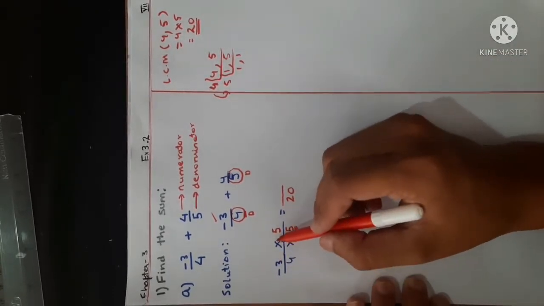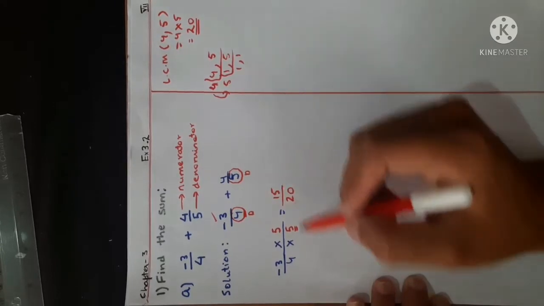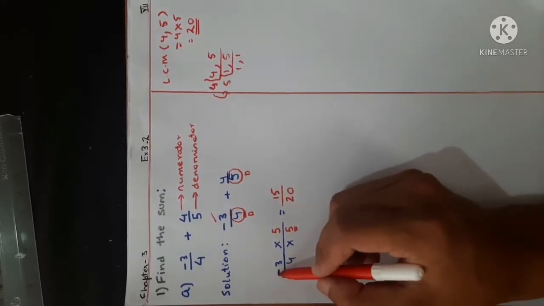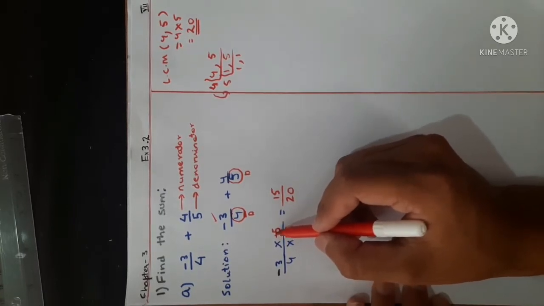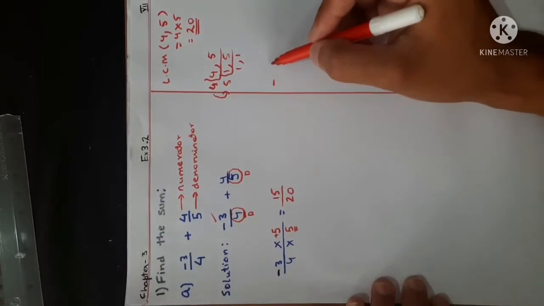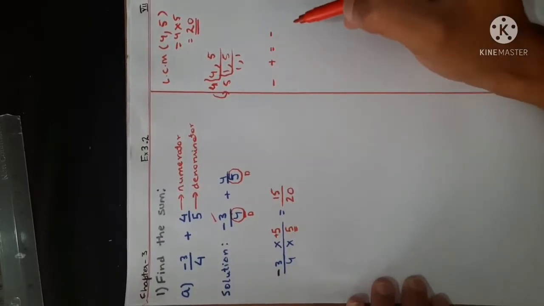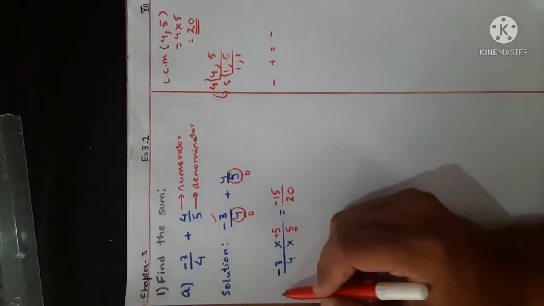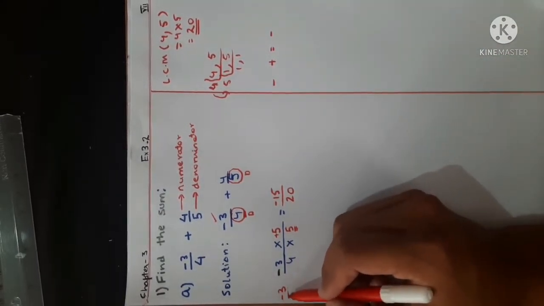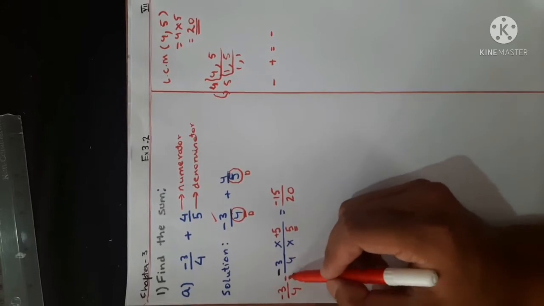So 3 multiply 5 we will get 15. But this is minus 3, minus, and since there is no sign written in front of 5, it is always plus. So minus and plus, we will get minus, isn't it? So minus 15. This is for the first rational number, minus 3 by 4.